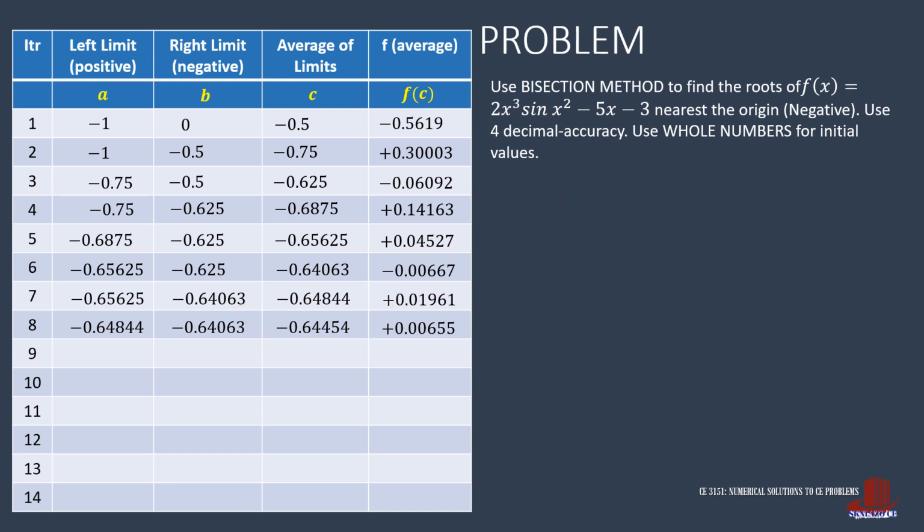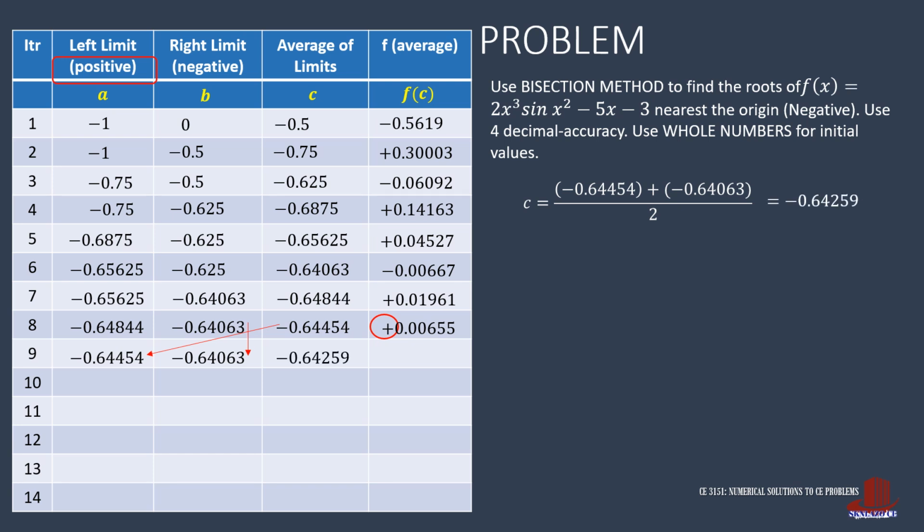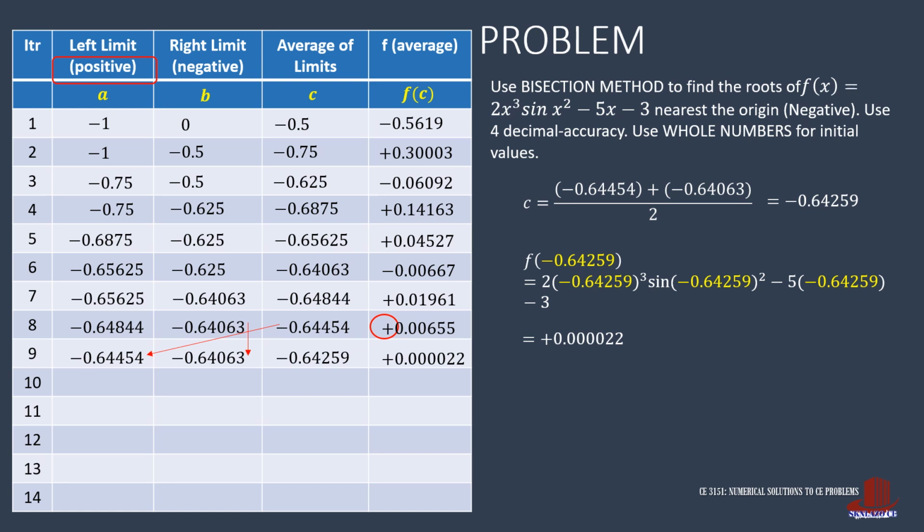Let's attempt another to reach the accuracy required. With a positive sign of f of c, a becomes negative 0.64454. b is still negative 0.64063. The midpoint of these two limits is solved with half of negative 0.64454 plus negative 0.64063, which is negative 0.64259. Have this value placed into the function as substitute for x, and get positive 0.000022 as f of c.